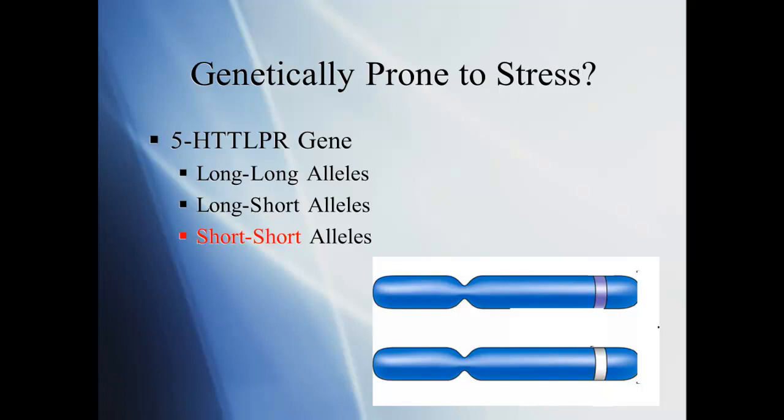And what research is starting to point to is it's the people who have genetically the short-short combination who are most prone to stress and who are most prone to depression. We don't really understand exactly why or how yet, but there does seem to be a genetic component. And of course, going back to the nature versus nurture issue, we could expect that there would be some genetic component and that there also are a lot of environmental influences.